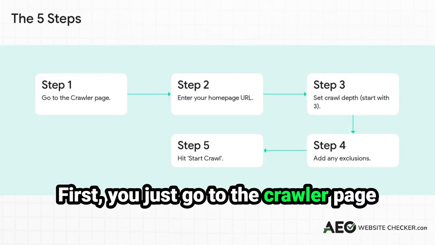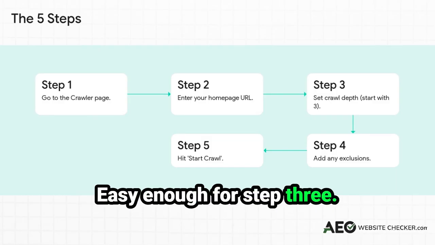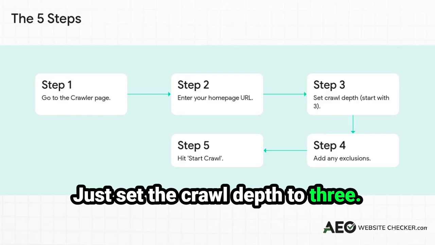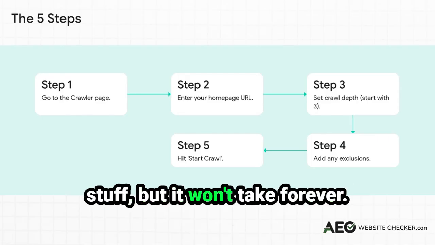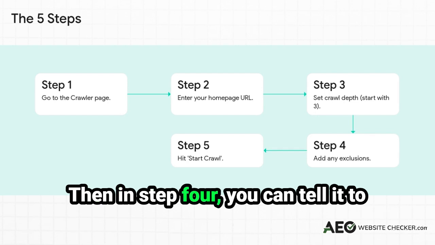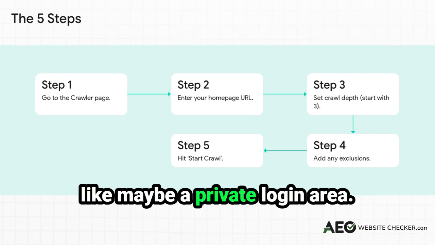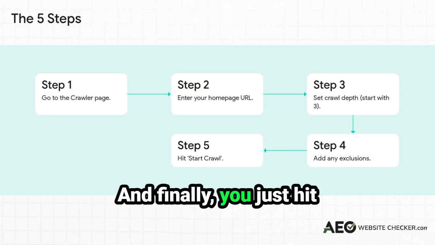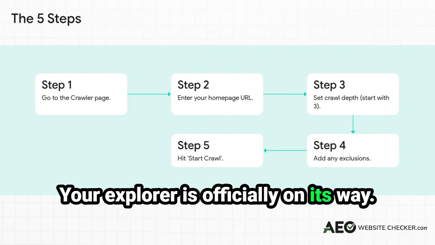First, you just go to the crawler page and pop in your homepage URL. Easy enough. For step 3, just set the crawl depth to 3. That's a perfect starting point. It goes deep enough to find useful stuff, but it won't take forever. Then, in step 4, you can tell it to skip any pages you don't care about, like maybe a private login area. And finally, you just hit Start Crawl, and boom, your Explorer is officially on its way.